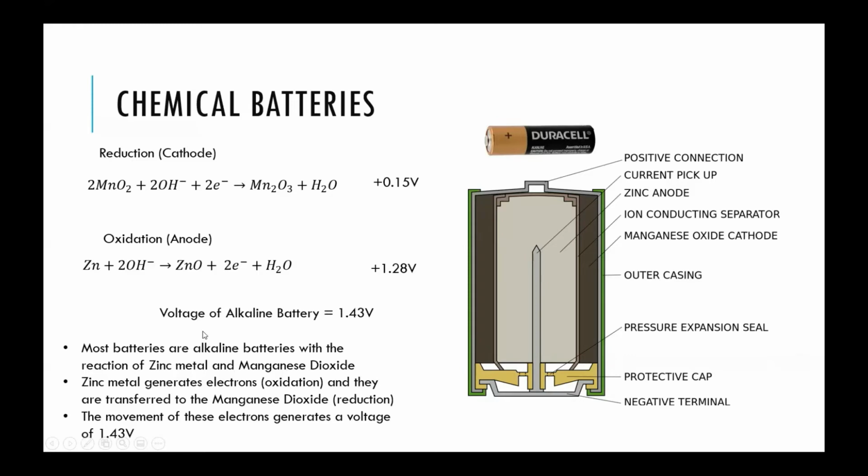The overall voltage of an alkaline battery, and this is the same for a AA, a AAA, a D, is 1.43 volts, because the reduction of manganese dioxide is enough to generate 0.15 volts, and the oxidation of zinc is enough to generate 1.28 volts. So combined, they generate 1.43 volts of electricity from this chemical reaction.